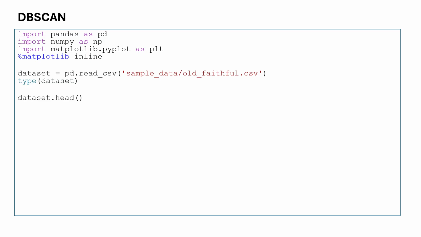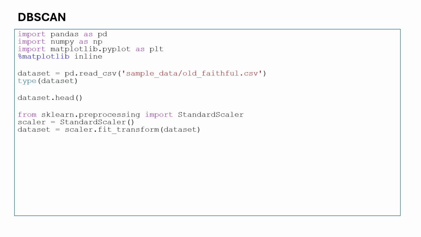The head function is then used to display the first 5 rows of the dataset. This provides a quick inspection of the imported data and helps verify that it has been loaded correctly. Because DBSCAN relies on distance calculations, feature scaling is important. Here, standardization is applied so that both variables have zero mean and unit variance before clustering begins.